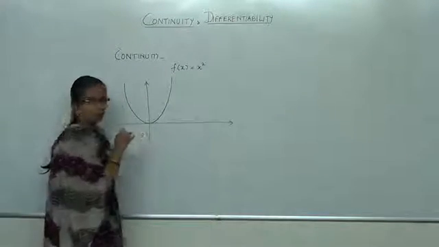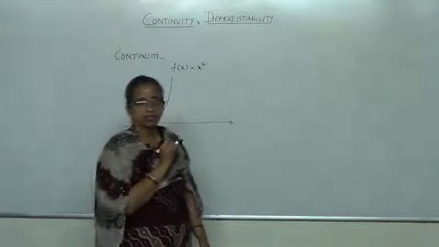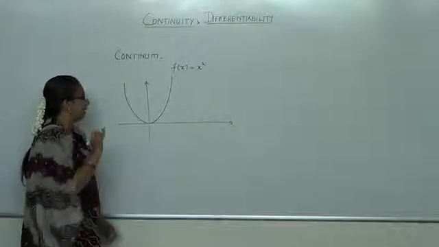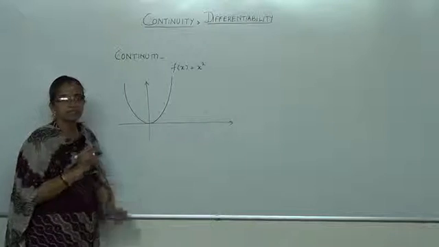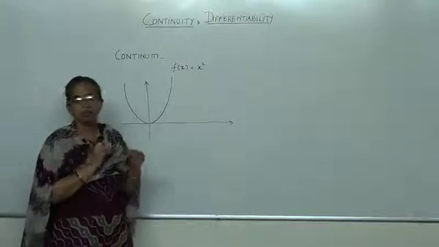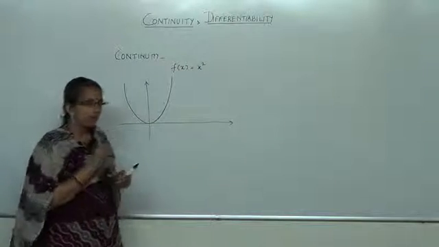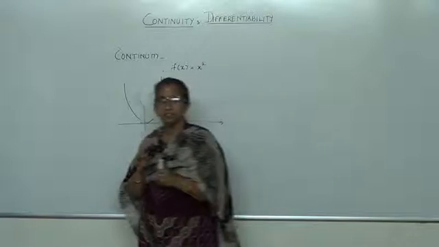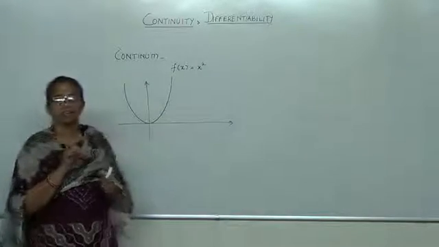So when you draw this curve, you can see that you can draw the curve without actually lifting the pen. So if you can do so, then you can say such a function is continuous. This is a very raw definition of continuity. We have to link limits and continuity and understand what continuity means mathematically.